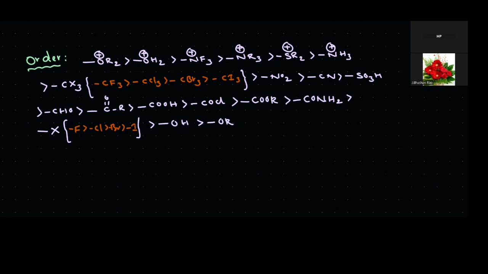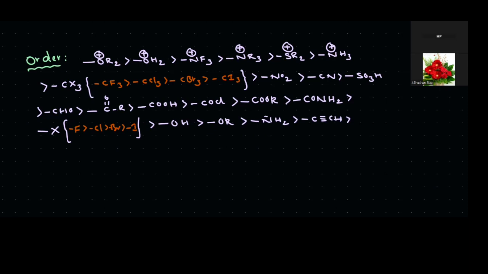So these groups are all under the OR group, which will come after OH. Next is the NH2 group. If the NH2 group is attached here, this one also acts as a minus I, meaning these are all electron withdrawing groups only. Then after the NH2 group, C triple bond CH.